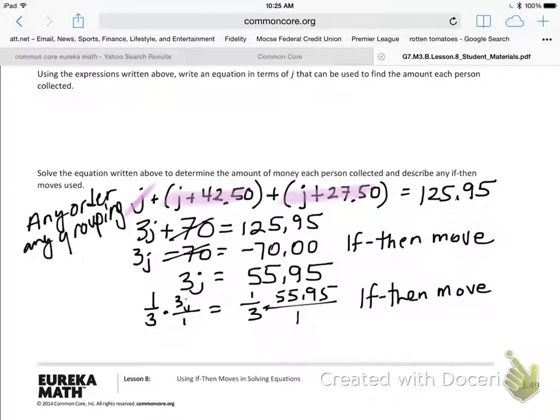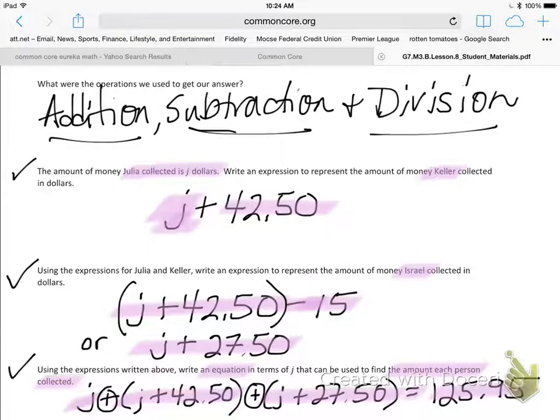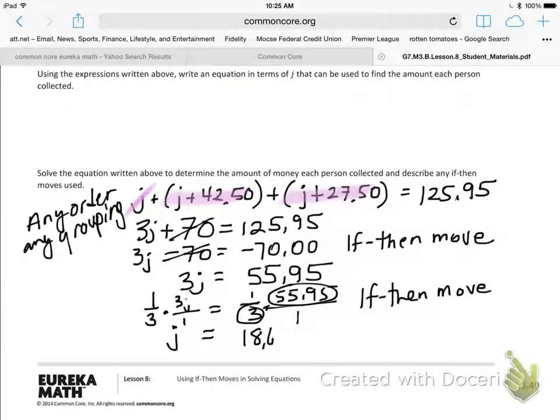And this of course is going to be 1J equals, and if we just did the division, 55.95 divided by 3, we got 18.65. I'm trying to think what we got here. 18.65. I was going to say that, but I think I remembered. Okay, $18.65, and we used the multiplicative inverse of 3 to get that. If-then move, and there we go, and that's our multiplicative identity at the end.